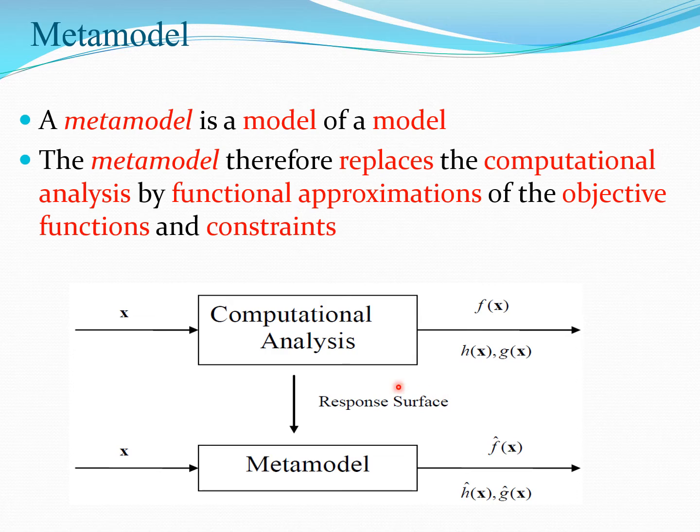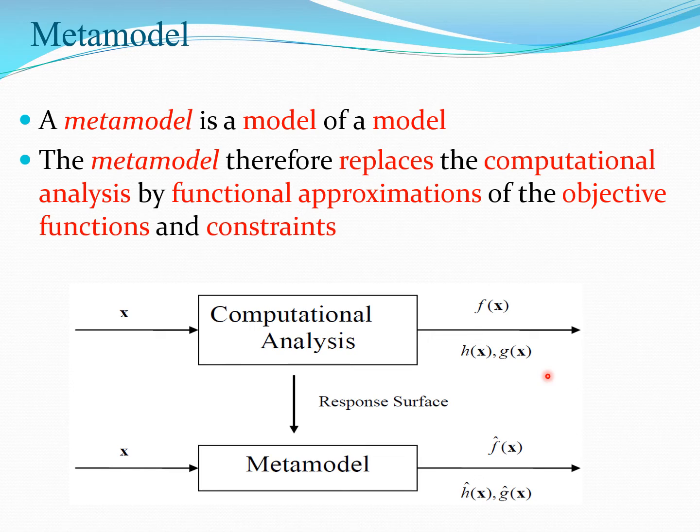So for example, let's consider a typical scenario in modeling where you have a computational software. You have a design variable vector x coming into the computational software, and out of this computational software you are getting your cost function and the constraint functions. So this is a typical scenario which is there when you are trying to use optimization methods on any real system.